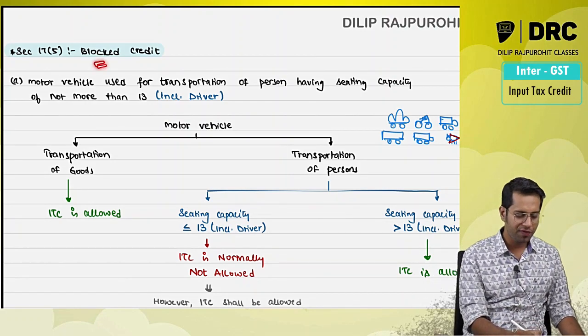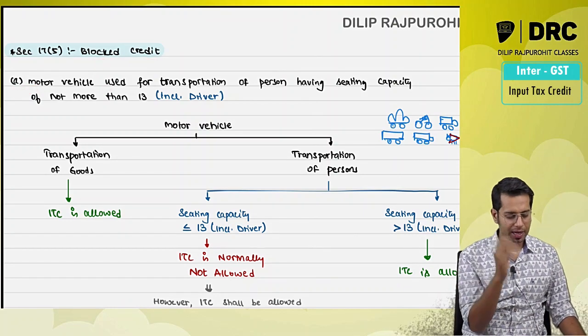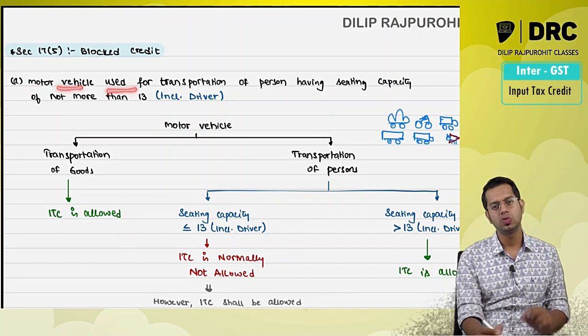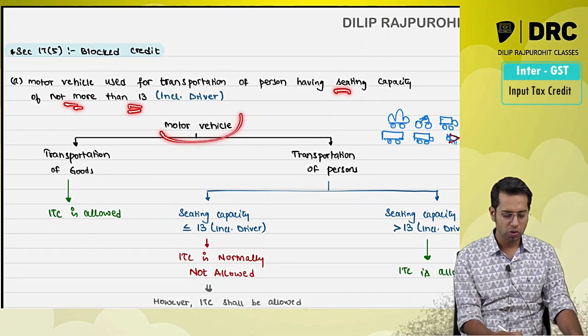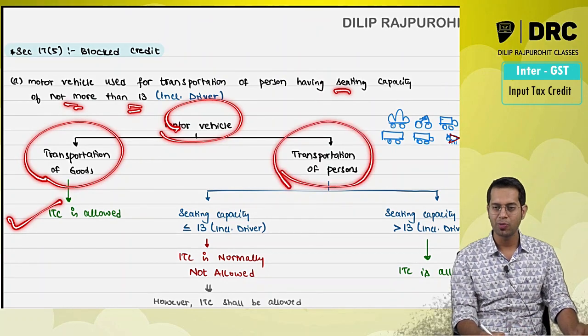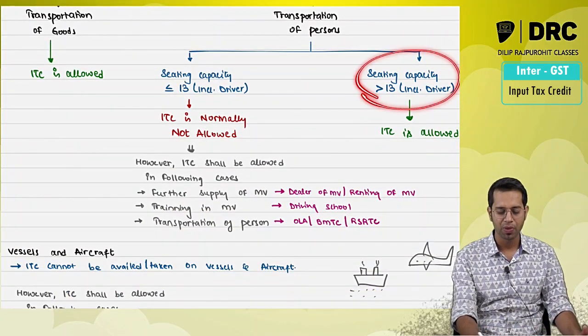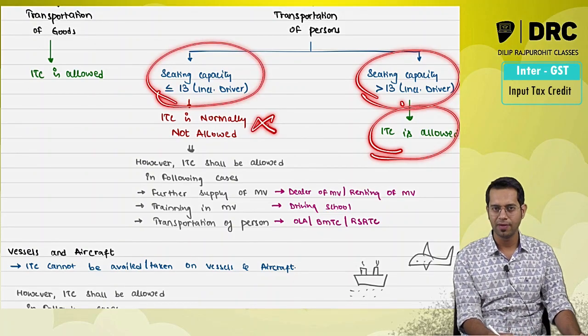Section 17 subsection 5, block credit. Motor vehicle: on what items can I not take input tax credit? A motor vehicle used for transportation of persons having seating capacity not more than 13. So if you have a motor vehicle used for transportation of goods, take ITC. If it is used for transportation of persons, then see the seating capacity. More than 13 seater, take ITC. Less than 13 seater, normally ITC will not be given to you.